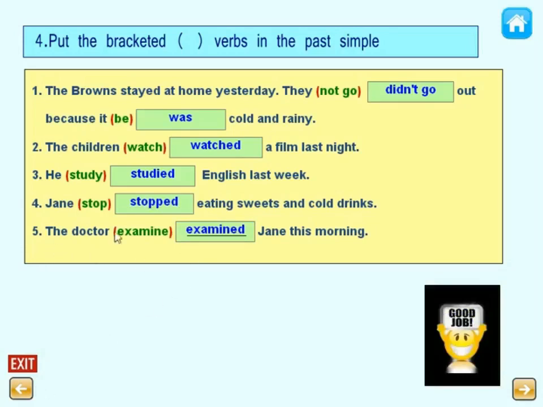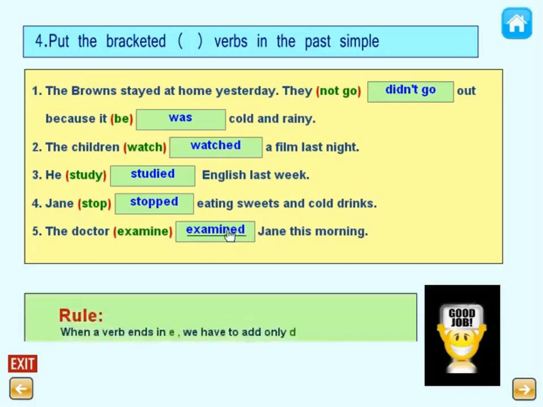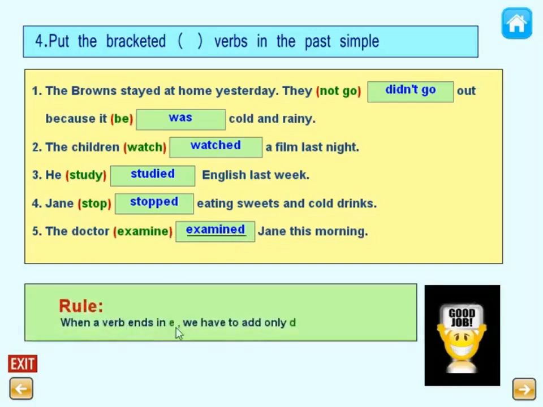We move now to the last sentence. The doctor examined Jane this morning. What do you notice here? We note that we add only d to the verb. So the rule says, when a verb ends in e, we have to add only d.